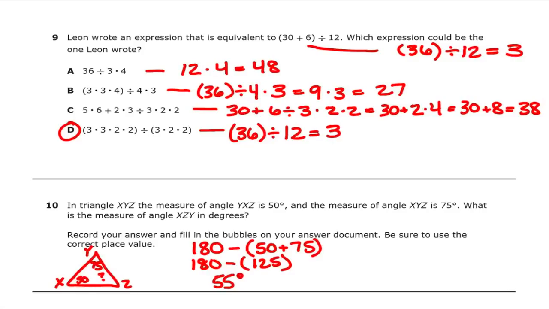As you see, I've set up the equation of 180 minus 50 plus 75. And I put those in parentheses because we need to get those together first. And then we can subtract that from 180. So 50 plus 75 is 125. You subtract that from 180, you get 55 degrees as your answer.